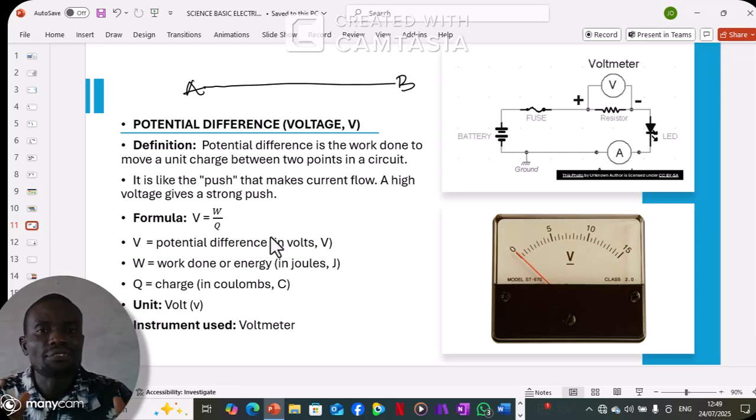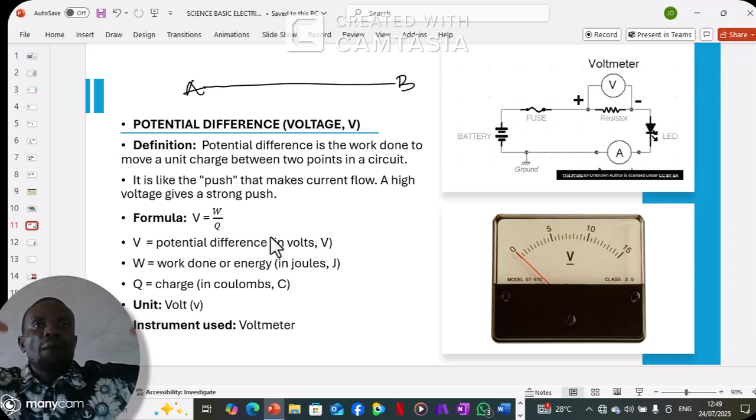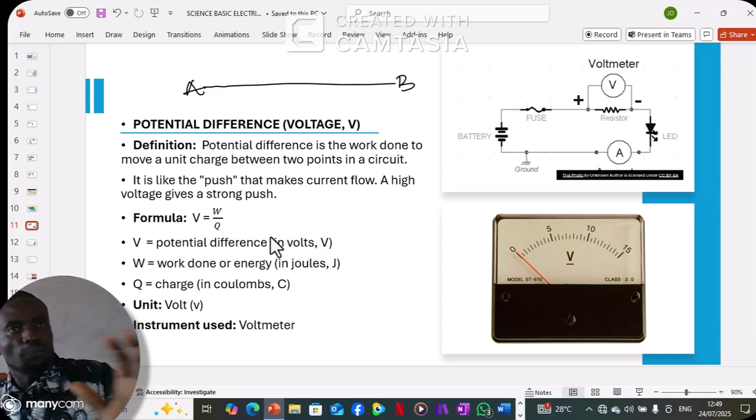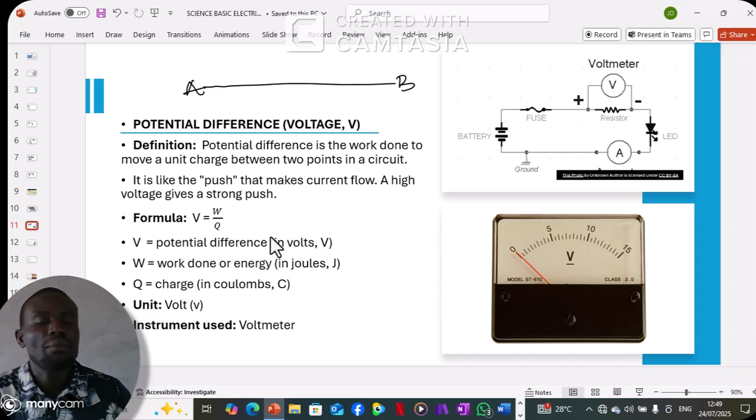So the more the potential difference, the more the flow, the more the current. I need you to understand that. It is the work done to move a unit charge from one point in a circuit to the other, between two points in a circuit. You understand? So it's like a push. Just understand it like a push. Charges are produced, but something now begins to push, and as it's pushing, they are moving. So the more the push, the more the flow, then the more the current. So I believe you understand that now.